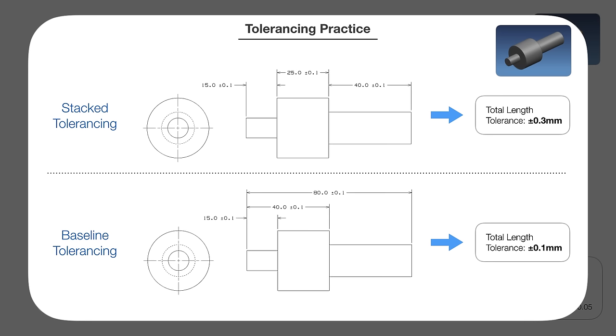So the takeaway is when you're tolerancing something, think about what's most important to you as the designer and pick tolerances that minimize the size of the tolerance window for the features that you find to be the most important.